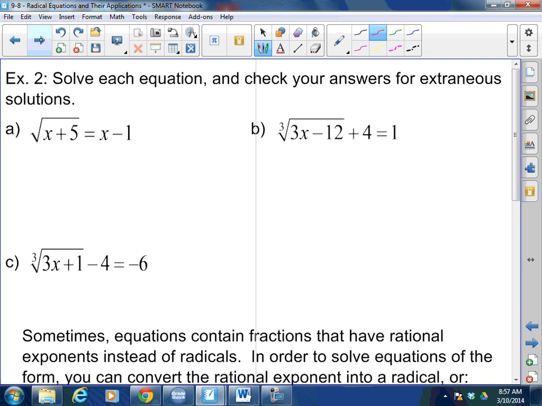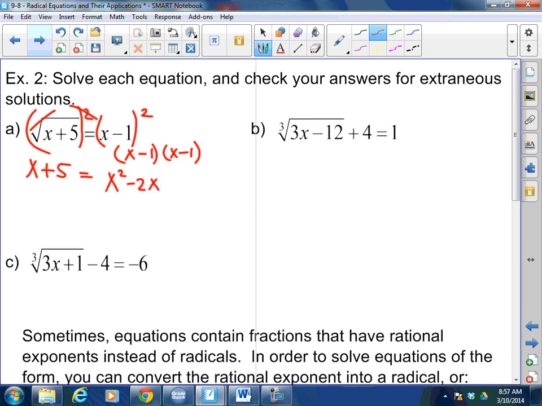Excellent. Okay. Let's continue. A little bit more challenging, but still easy. Okay, the radical is isolated. What do I do? How do I cancel out this radical? Square. Now, please be careful here. This is x plus 5. This is not x squared minus 1 squared. It is not. Please remember that means x minus 1 times x minus 1. So when we FOIL this, we got x squared minus x, that's negative 2x plus 1. Subtract the x, subtract the 5, create a trinomial.